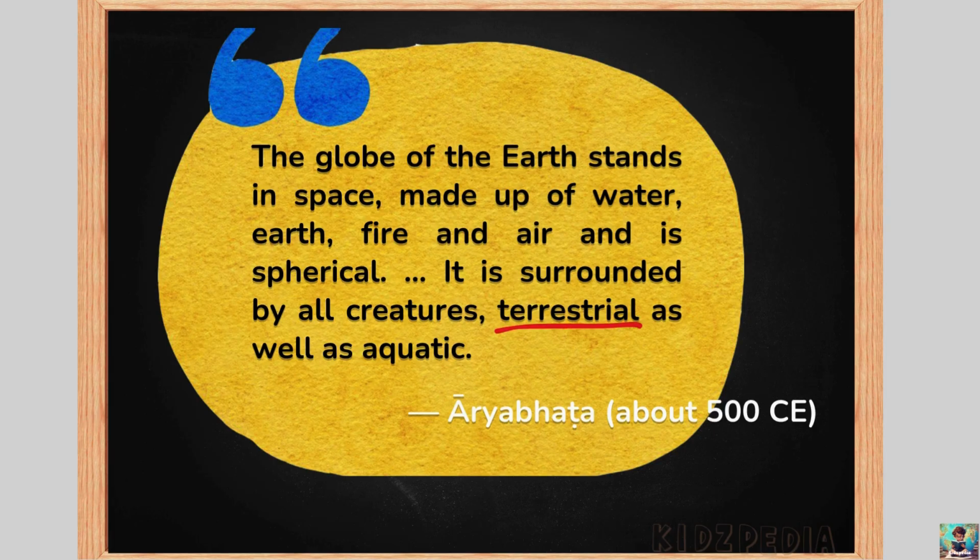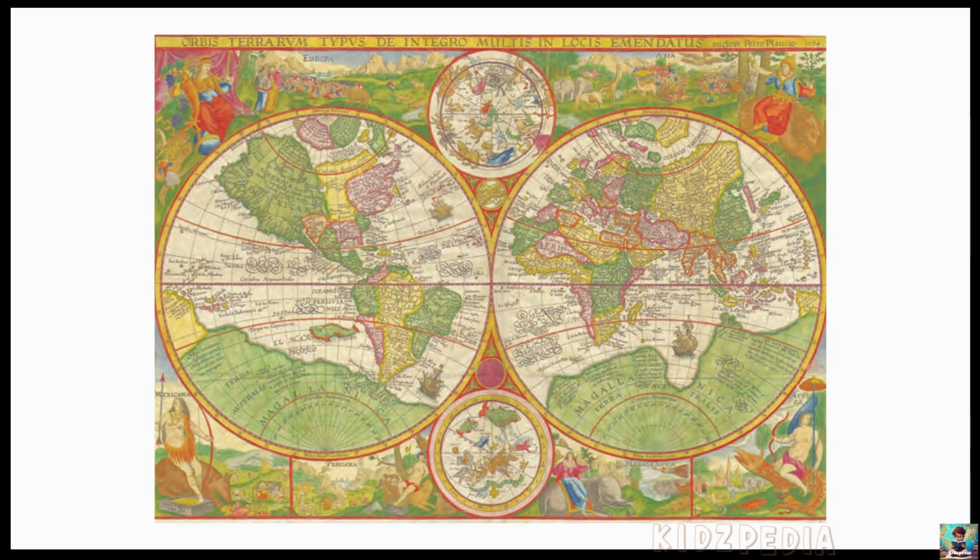Terrestrial animals means animals that live on land like elephants, lions, etc. And aquatic animals, the animals that live in water like fish, turtles and whales. So, the earth is a home for all kinds of living things, both on land and in water. And we have a picture of an old map.